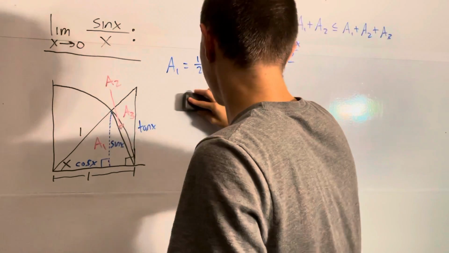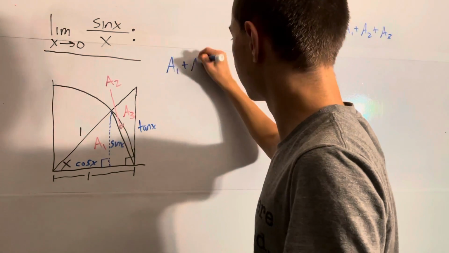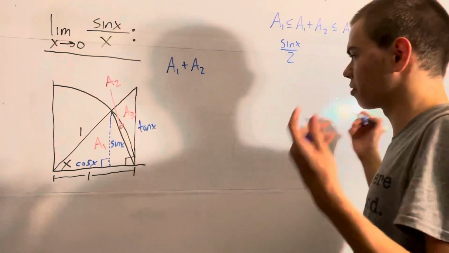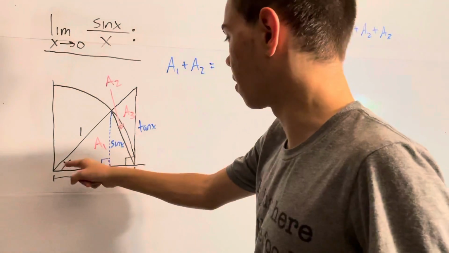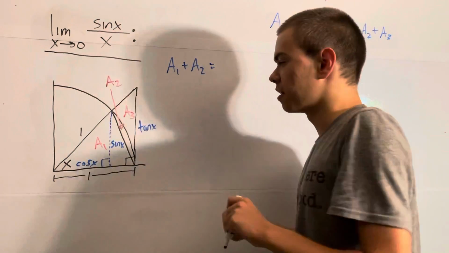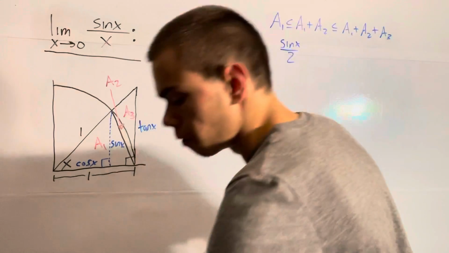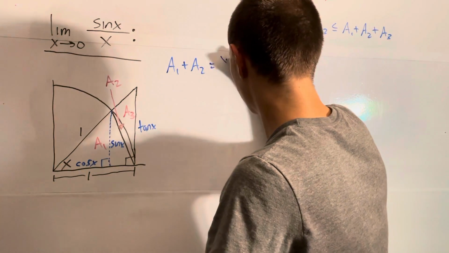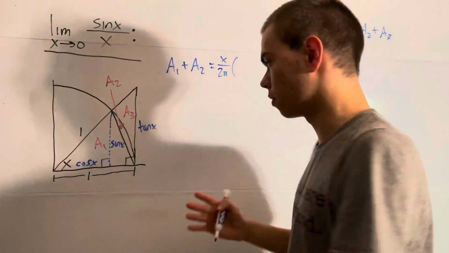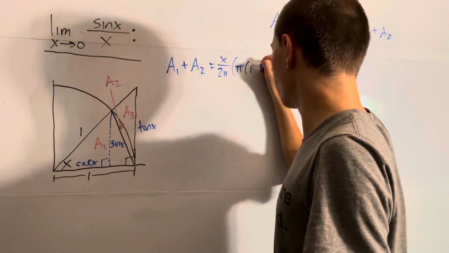So I'm just going to erase a little bit of this stuff. Now we're going to find A1 plus A2. A1 plus A2 is the area of a sector. It's this sector right there. As you can see, it goes along that arc. And we know how to find the area of a sector. It's just a fraction of the area of the full unit circle. That fraction refers to our angle, which is x, over the full 2 pi radians, times the full area of the circle, which would be pi times the radius squared, or pi times the radius of the unit circle, which is just 1 squared.